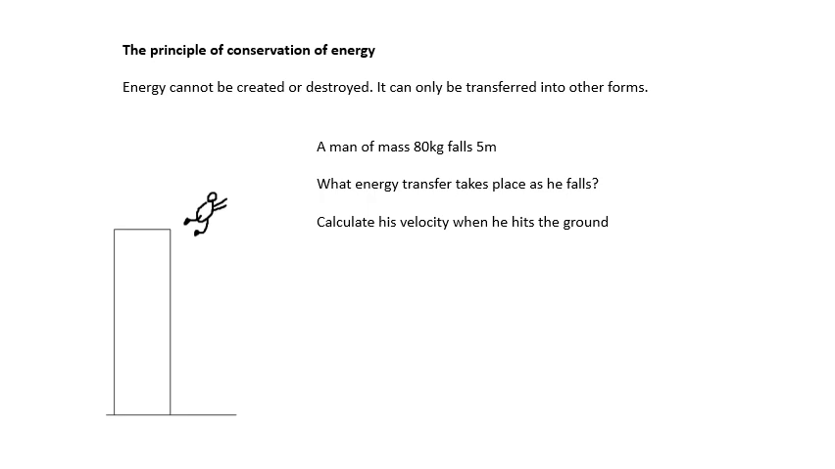So a very, very simple GCSE kind of question. A man of mass 80 kilograms falls 5 meters. What energy transfer takes place as he falls? Calculate his velocity when he hits the ground. So ignoring air resistance, what energy transfer? That means what kind of energy do we start with? What kind of energy do we end up with? Have a go yourself. The answer in 3, 2, 1.